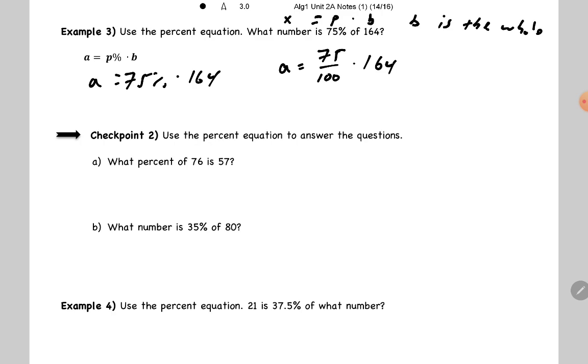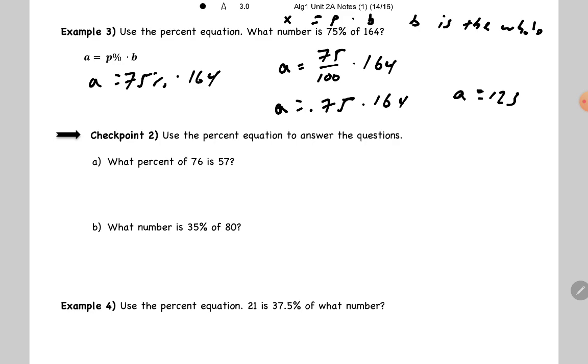Okay. So you can do it this way, or you can do it the decimal way. 75 cents out of the dollar times 164. Bust out your calculator and get a equals 123. Either way, you're going to have to use your calculator. Well, I mean, you don't have to. Just you should.